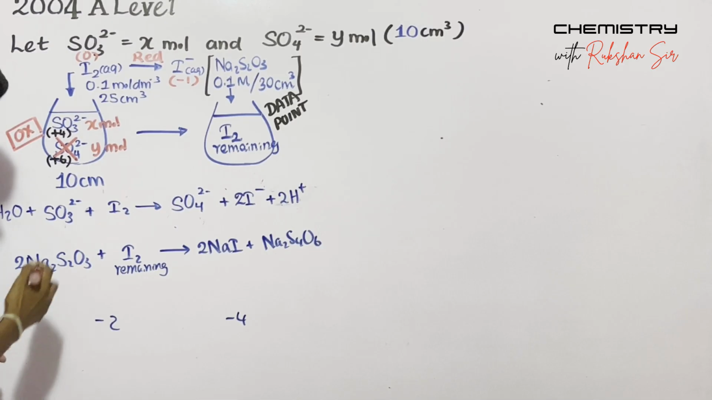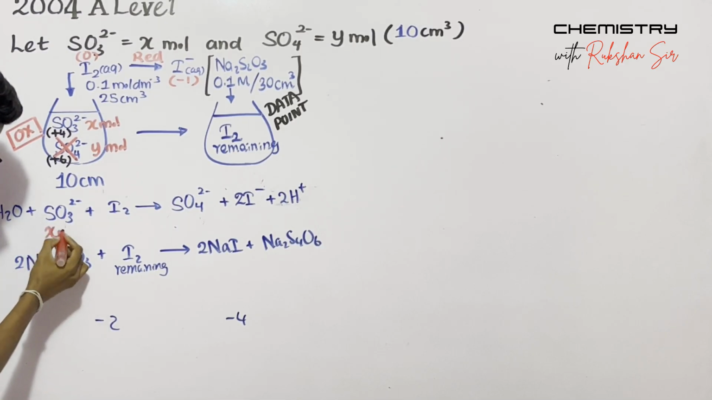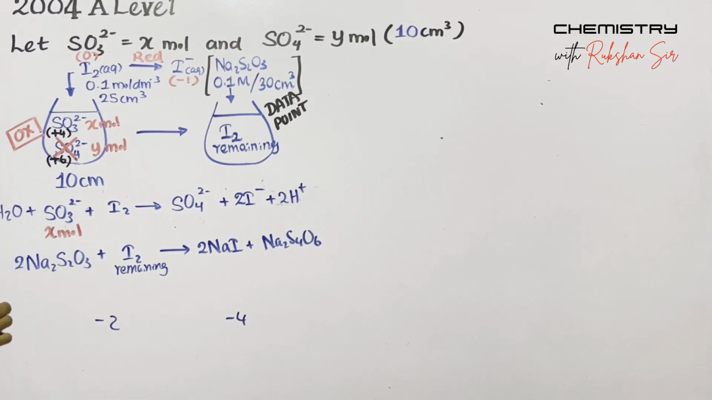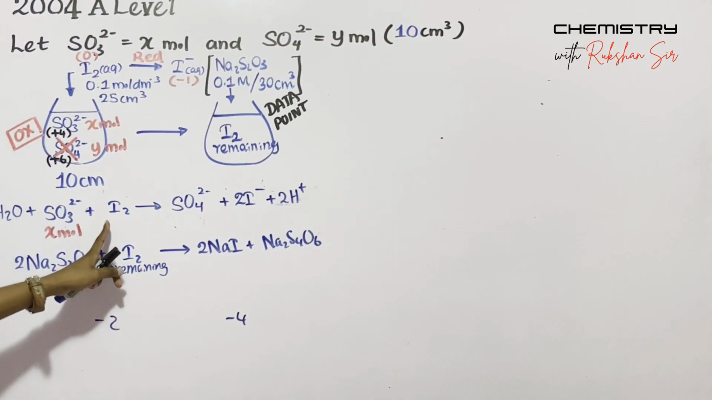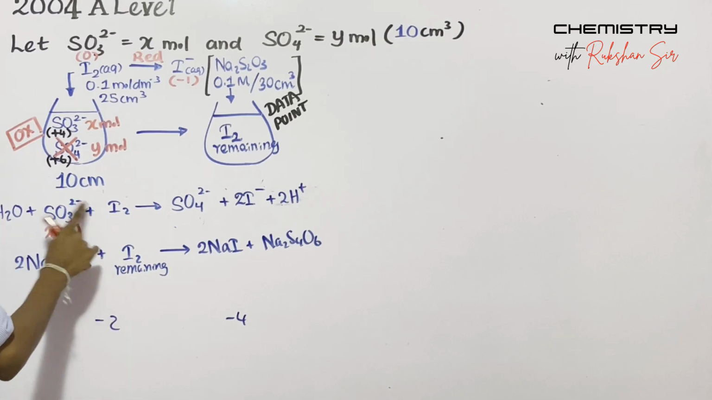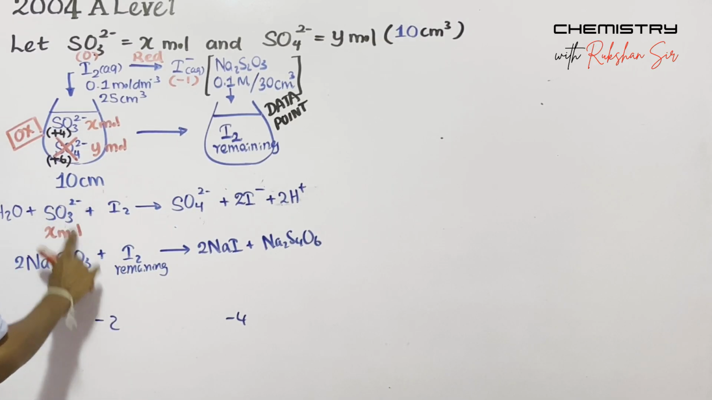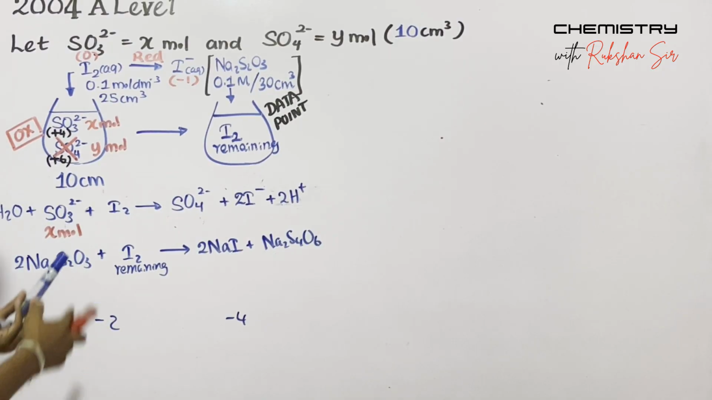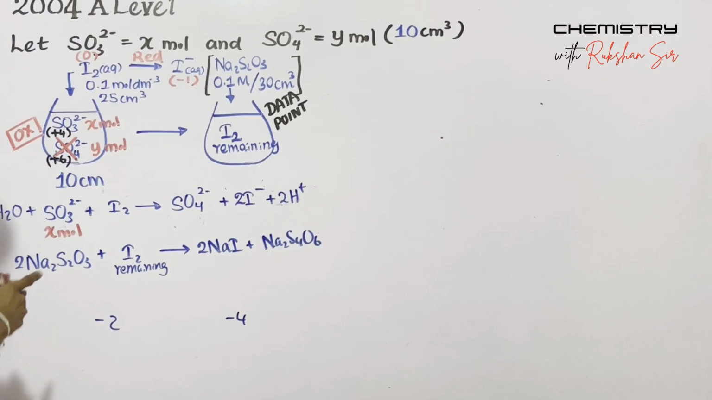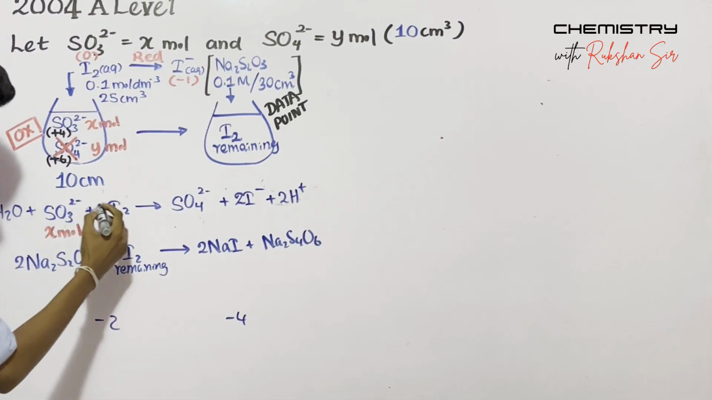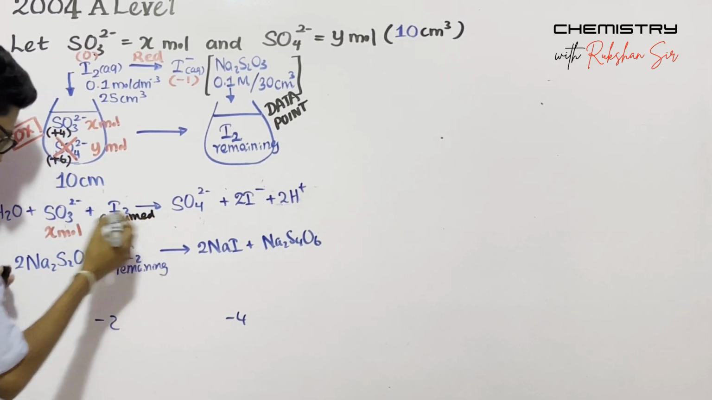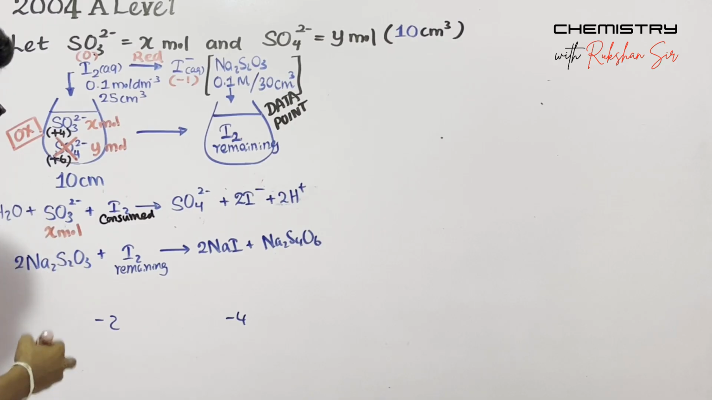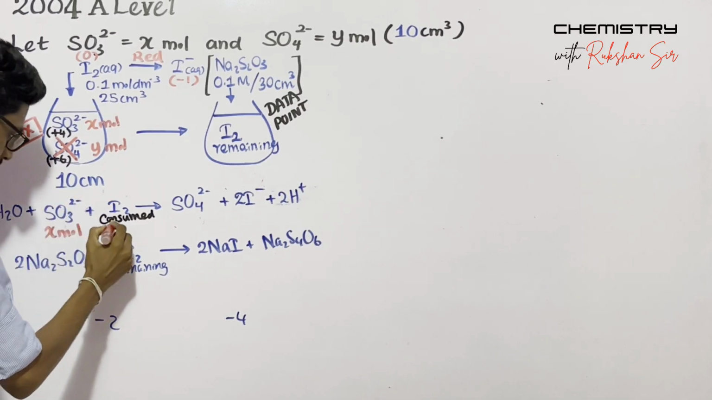So as you are starting with x moles here, the consumed amount of I2 is actually x moles. X moles is the consumed amount of I2, because they react in a 1 to 1 ratio, right? So this is the I2 consumed. I2 consumed is actually x moles, as these are in 1 to 1 ratio.